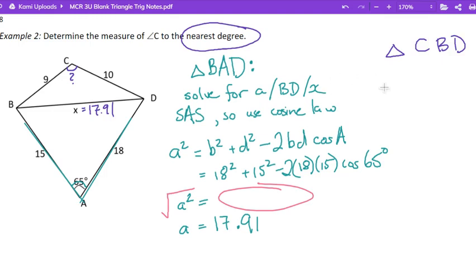All right, so we've made a prediction, right? We're using our critical thinking. All right, I know in this case, I've got S, S, and S. I've got the 3 sides, which means, what am I using? When you have SSS, is it sine law or cosine law?